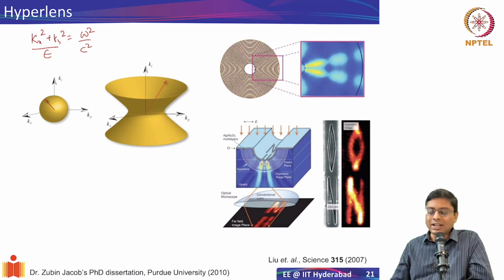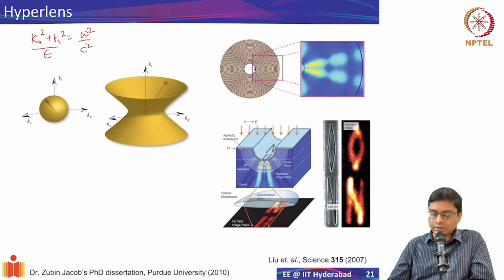If I plot this in the kx, ky and kz plane, this turns out to be a sphere like this. So this is my isofrequency surface.